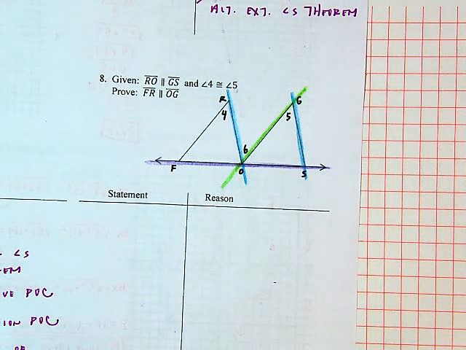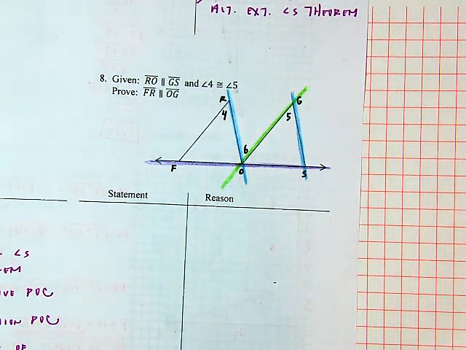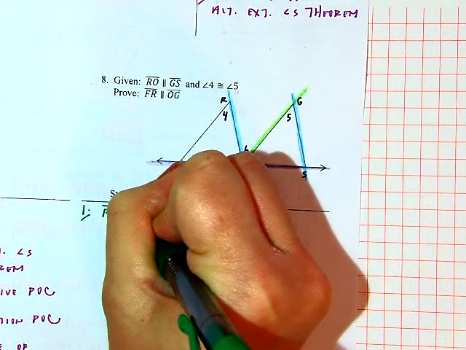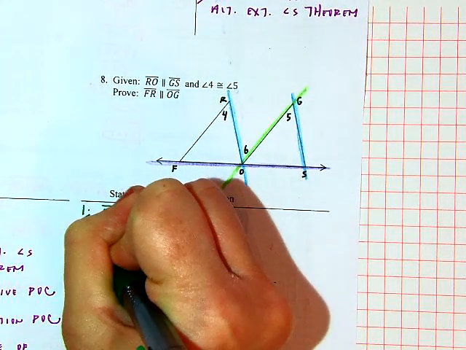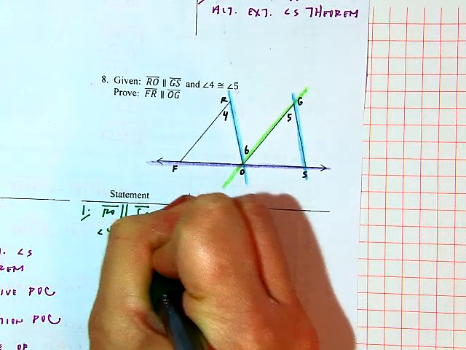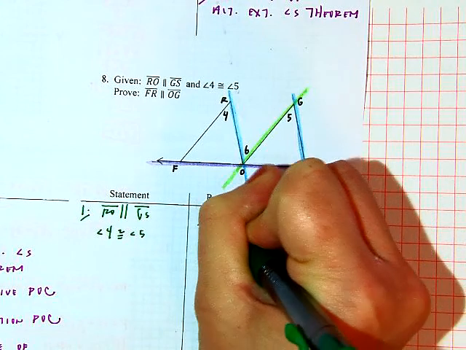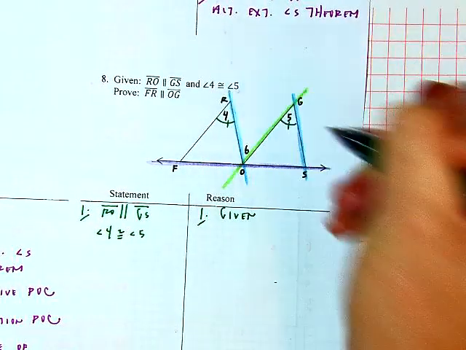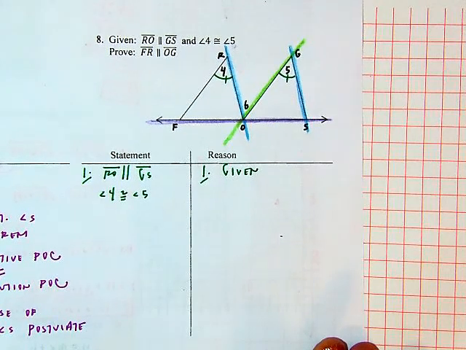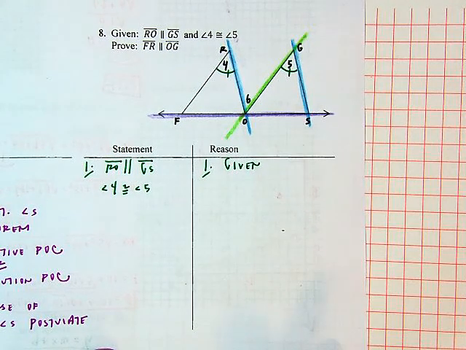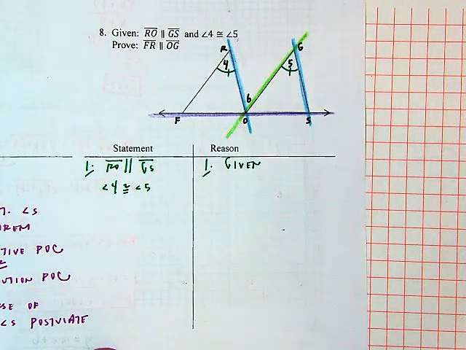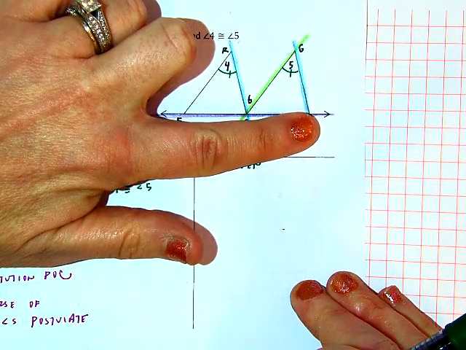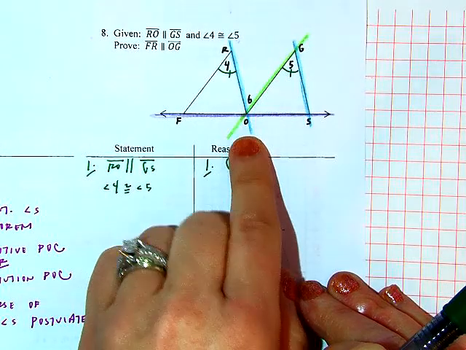All right, so now let me just back up and fill out my given. So RO runs parallel to GS. Angle 4 is congruent to angle 5. Given. So 4 to 5. Okay, so that's our starting point. That's what we're given. And we had two potential transversals here, but the only one that made sense is the green one, because down here there's no angles marked, so I really can't be using anything down there. So I want to focus on the green as my transversal.